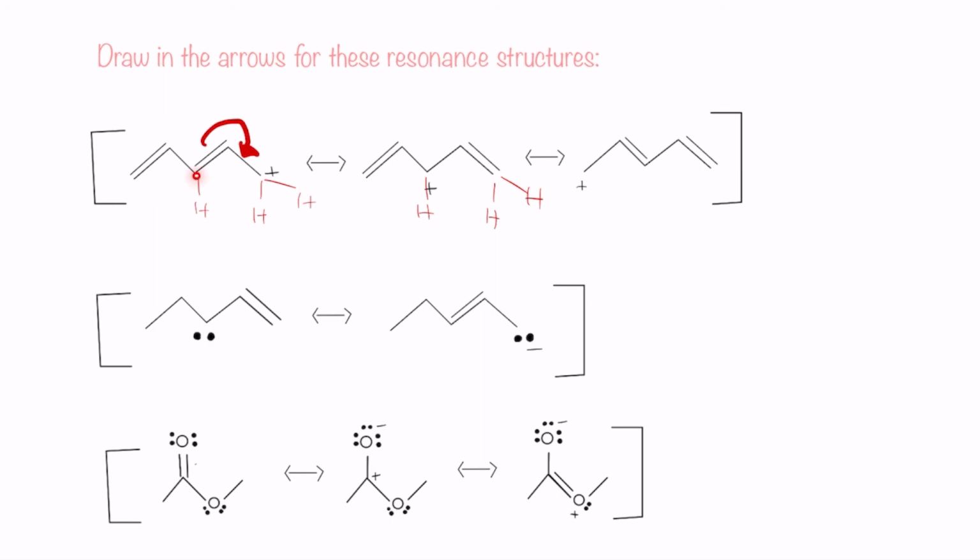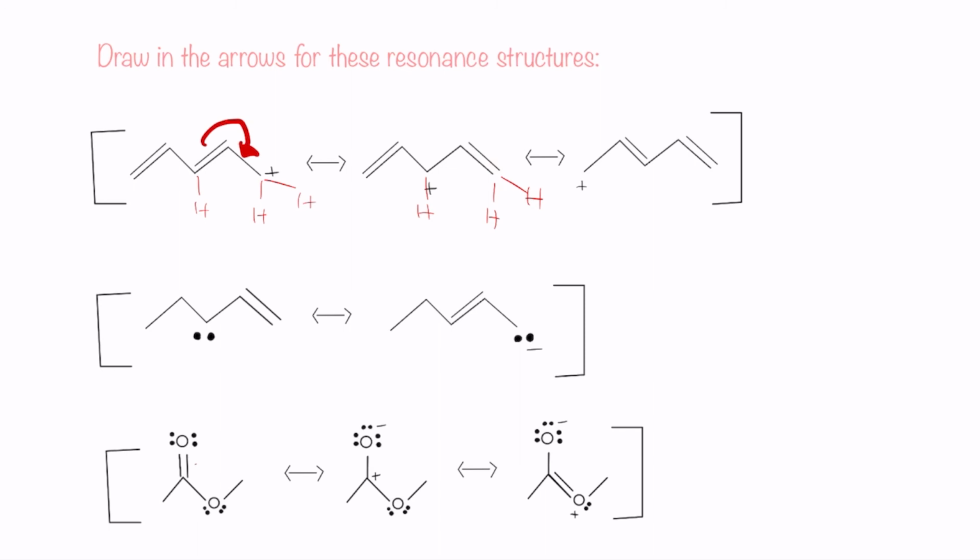And so now we see here that this carbon started off with 4 bonds, but now it only has 3. That's why this carbon became positively charged. Likewise, this carbon atom here had 3 bonds and was a carbocation, but gained a bond, and so now it has 4. That's why it became neutral in this resonance structure.